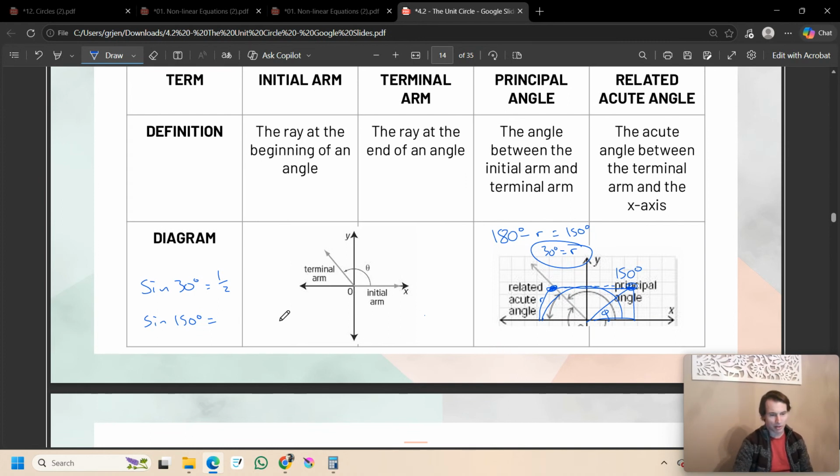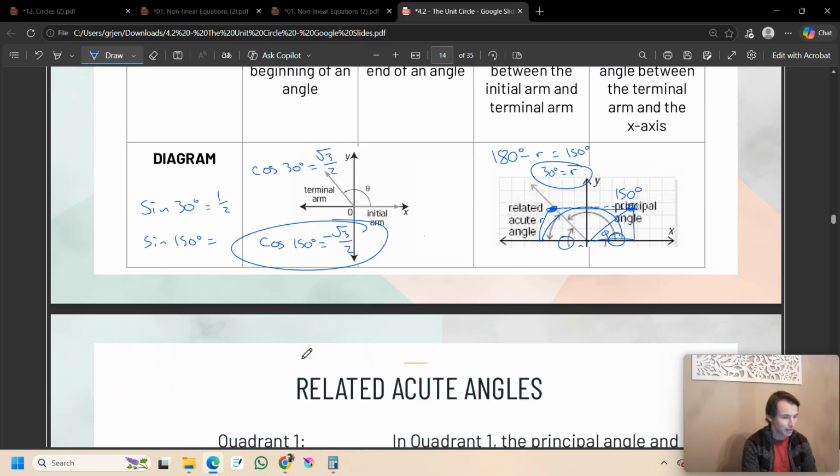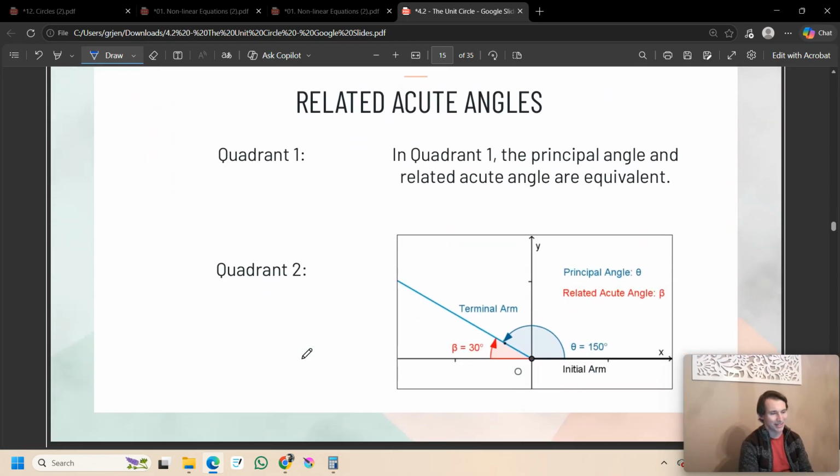And cosine has a similar relationship, but this one and that one would be opposites of one another. So cosine of 30 degrees would be root 3 on 2, and cosine of 150 degrees would be root 3 on 2, but it's negative. So that's how these related acute angles are very useful. All right, let's keep going.